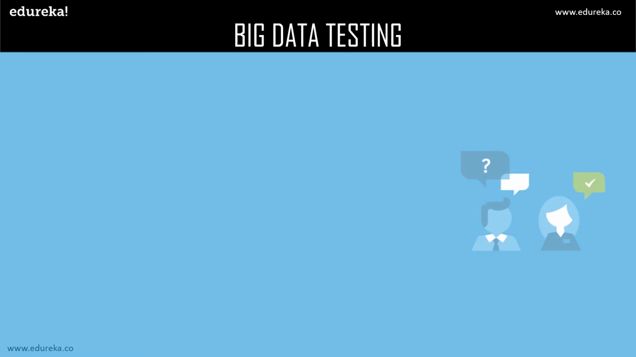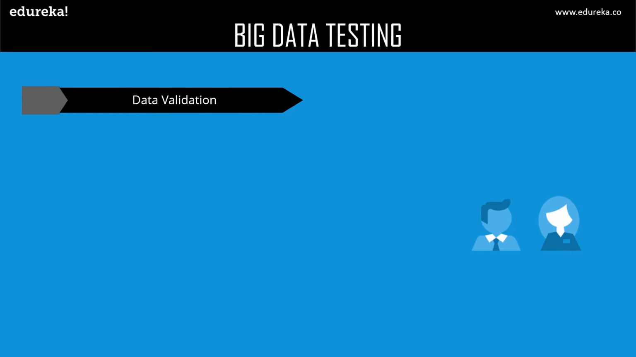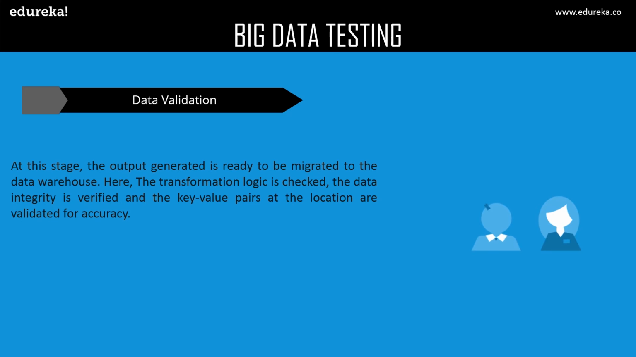And finally, the last stage is about the validation of the output. At this stage, the output generated is ready to be migrated from the data warehouse. Here, the transformation logic is checked, the data integrity is verified, and the key value pairs at the location where the data needs to be dumped is validated for accuracy. So these are the three phases in which the big data is tested.